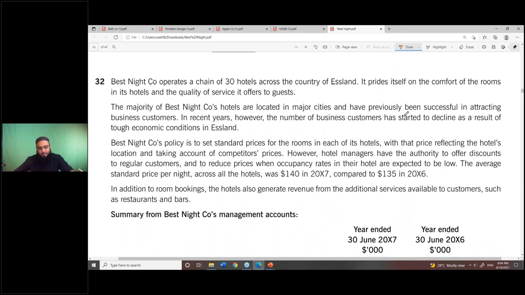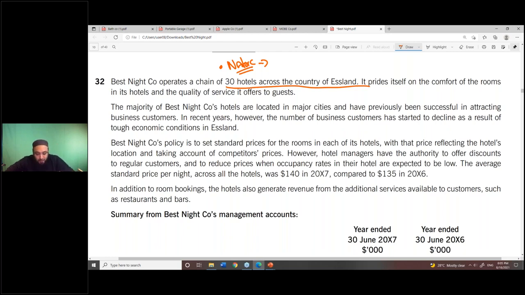Best Night operates a chain of 30 hotels across the country of Estland. Now, note each and every instruction that I'm giving. When reading the question, just figure out the nature of the business, what kind of business they do. The business that they have is a hotel business. Once you have understood the nature of the business, just think of any hotel that operates in your country, like Sheraton, Avari, PC, Novotel, so that you can easily absorb the things mentioned in the scenario. Put yourself into that hotel position.